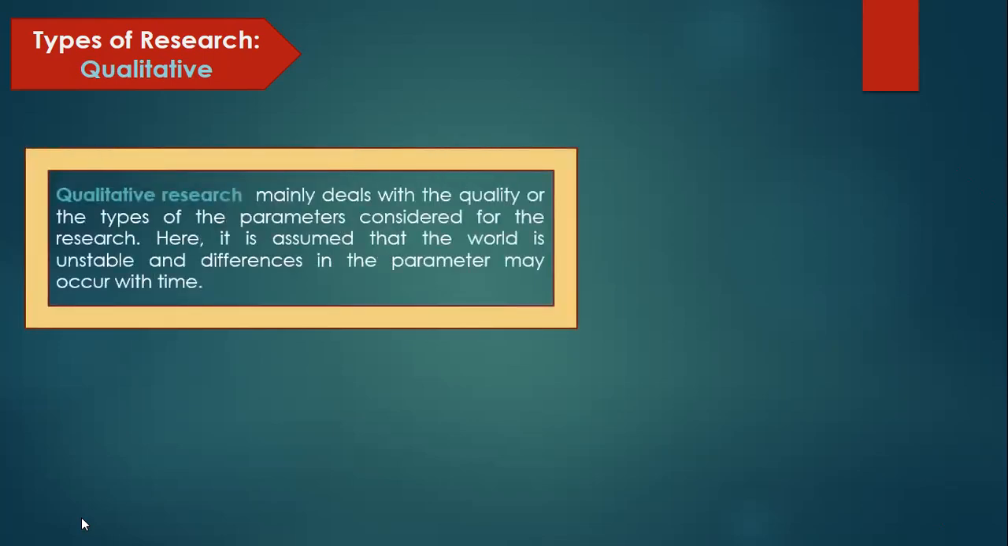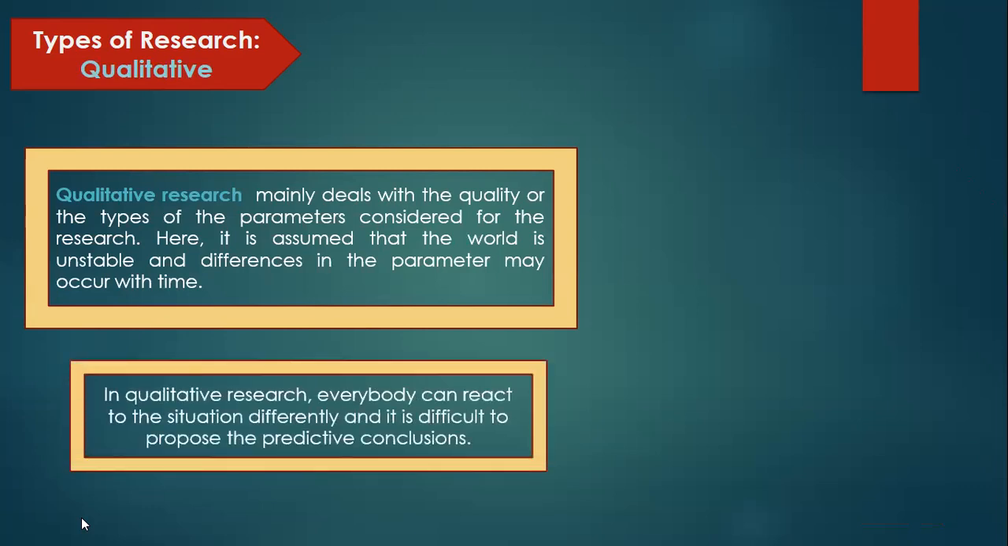So when you say quality research or qualitative research, it deals with the quality or the types of the parameters considered for the research. In this type of research, it is assumed that the world is unstable and differences in the parameter may occur with time. Okay, so your factor in this type of research is time. So the qualitative research, again, I just want to emphasize that whatever the changes for that certain parameter, as you have set a certain property, and then it changes as time changes also, so it's a qualitative research. Okay, in addition, everybody can react to the situation differently, and it is difficult to propose predictive conclusions.